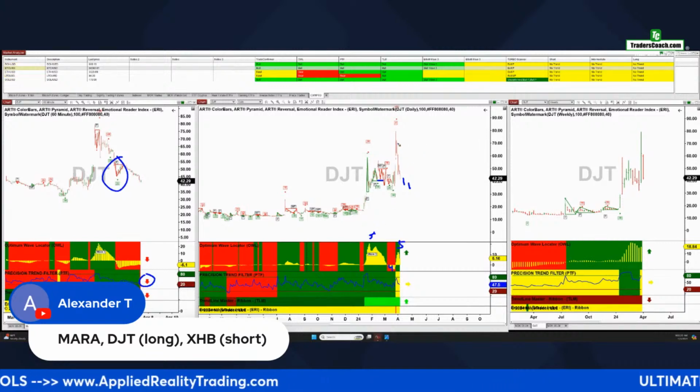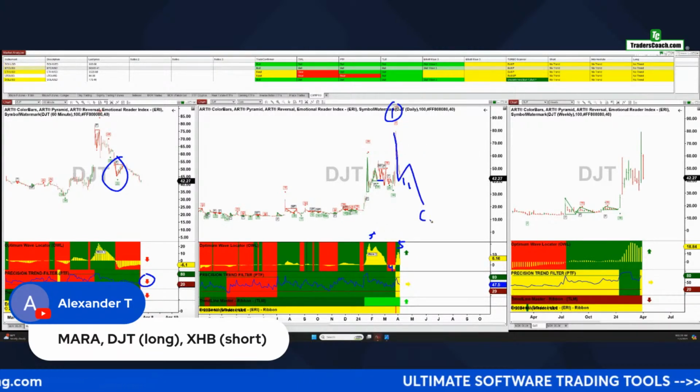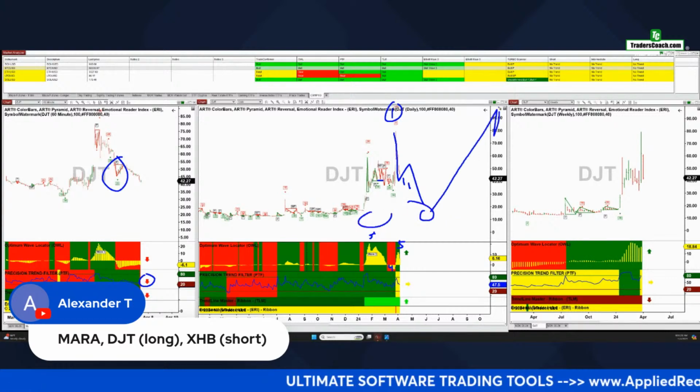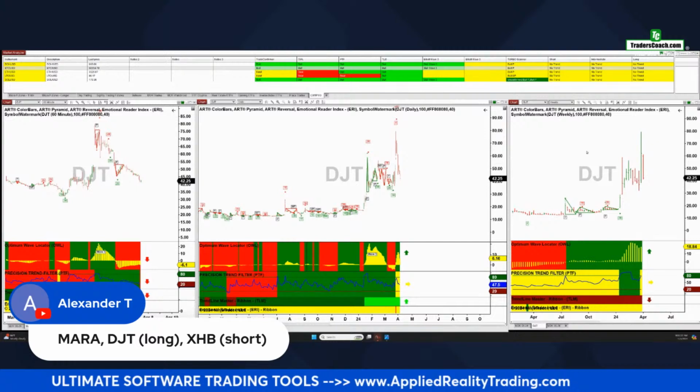All right, so this could be a 1 up. We could be in the midst of a 2. We could even come down and form a double bottom, and then it could go. All right, we'll have to wait and see. But I wouldn't go long here.